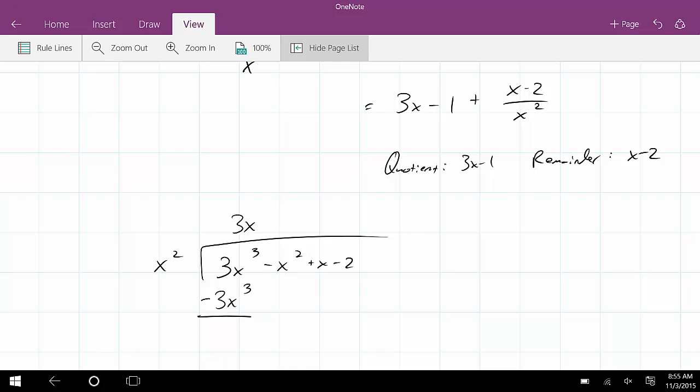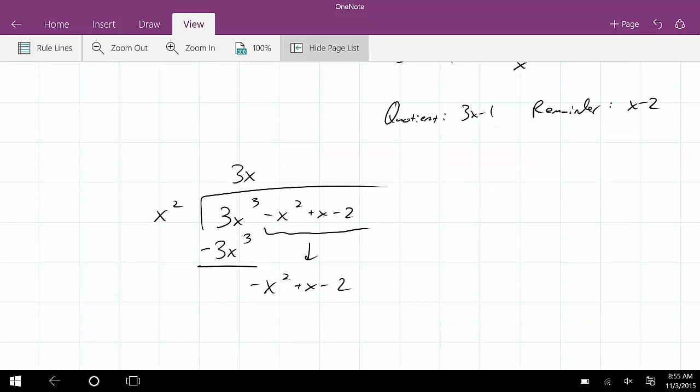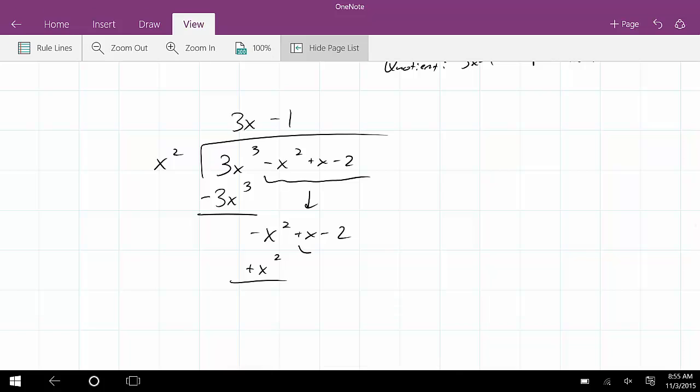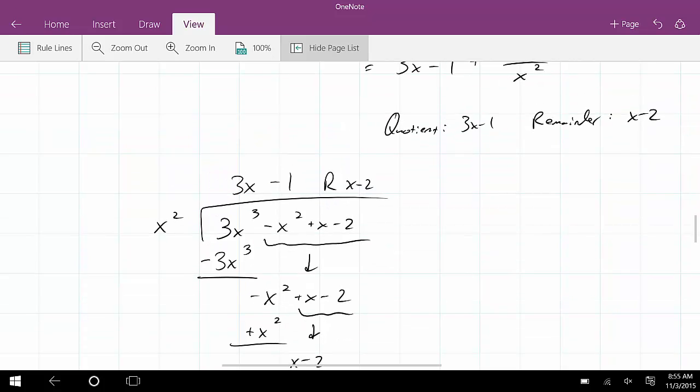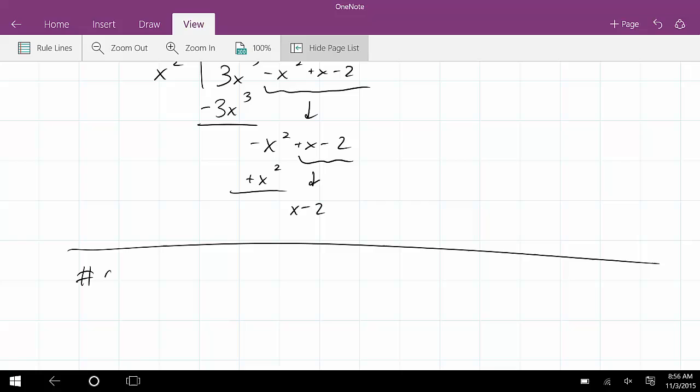So now we're going to subtract, and so we have 0, and so this is something that you're going to bring down, so you have this negative x squared plus x minus 2 that you're bringing down. You don't have to put this 0 if you don't want to. And so what do I multiply x squared by to give me negative x squared? I'm going to have to multiply by negative 1. So negative 1 times x squared is negative x squared. And then you're going to change your signs. You're going to add down, and you're going to get 0 again. So you're going to bring down this x minus 2. That's going to have to be your remainder. And so then you're done. So that's how you would do it if you were going to do long division. Let's look at number 94.